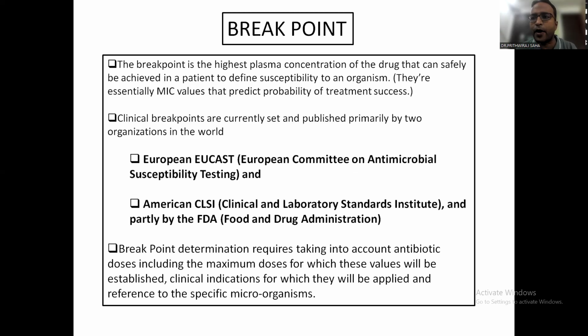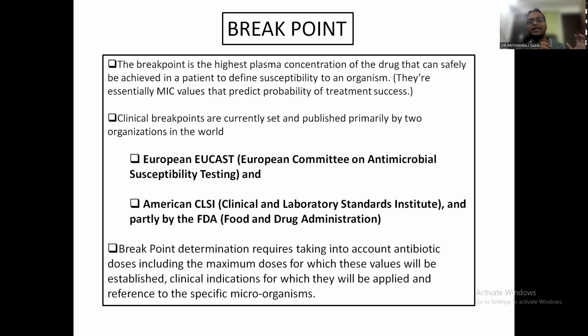So coming to the breakpoint, a new term we learned at the last line of the last slide. The breakpoint is basically the wall beyond which the drug becomes resistant and before which the drug becomes susceptible. So what I mean by this is, the breakpoint is the highest concentration of the drug that can be easily achieved to define this drug as susceptible. Again, I am clearing and breaking this down.